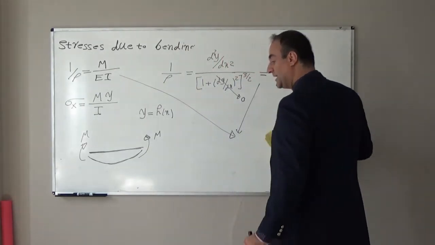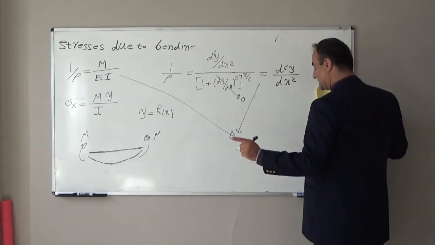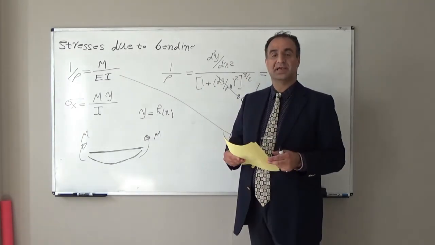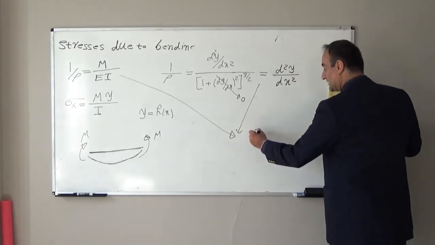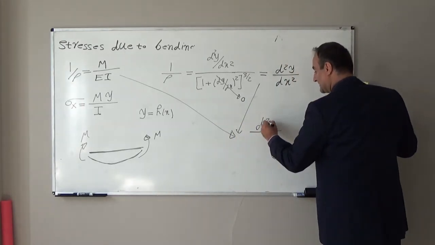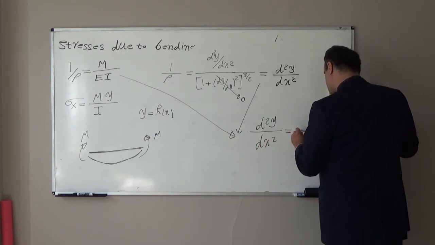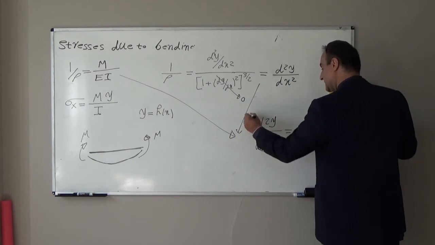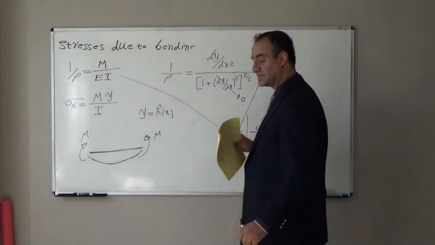for beam in small deformation range. In small deformation range, material can behave linear elastic. I can write second derivative of y over x is equal to M over EI. This is very important. Later on I will solve an example, you will see.